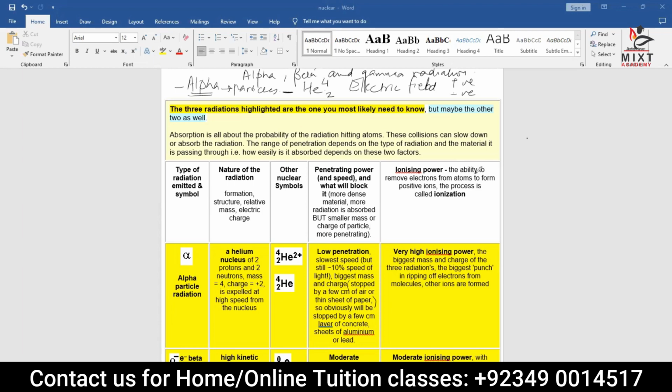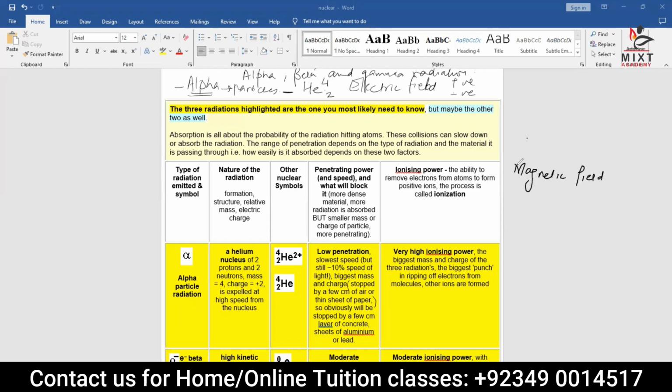Now, next bullet point. Alpha particles also show deflection in the magnetic field.